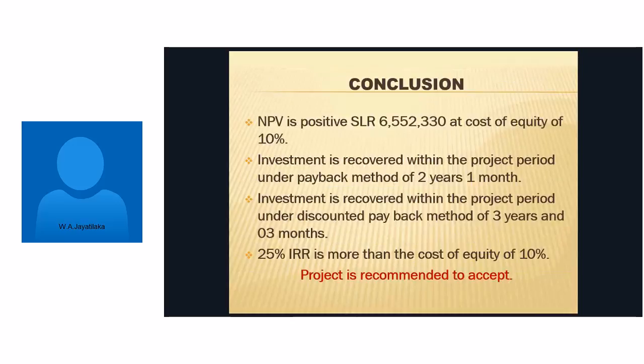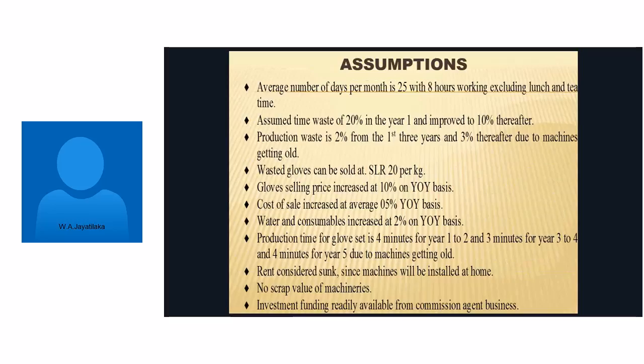When calculating this project, these are the assumptions I have considered. Average number of days per month is 25 with 8 hours working, excluding lunch and tea time. Assume time waste 20% in year 1 and improved by 10% thereafter. Production waste is 2% for the first 3 years and 3% thereafter due to machineries getting old.